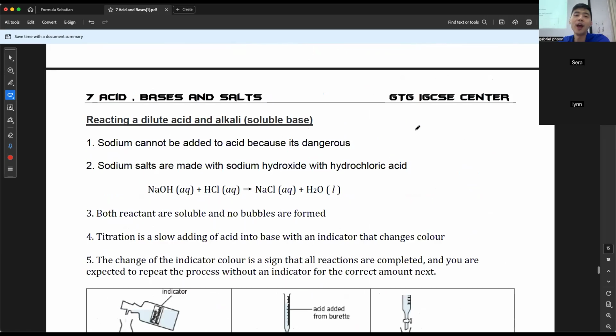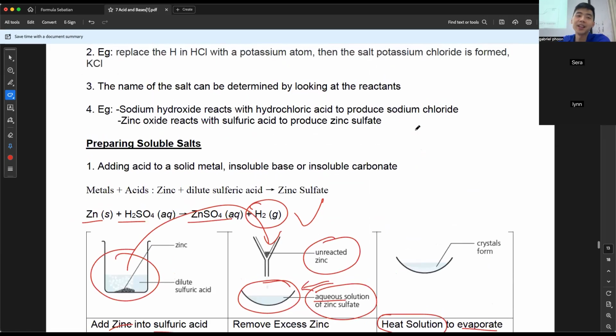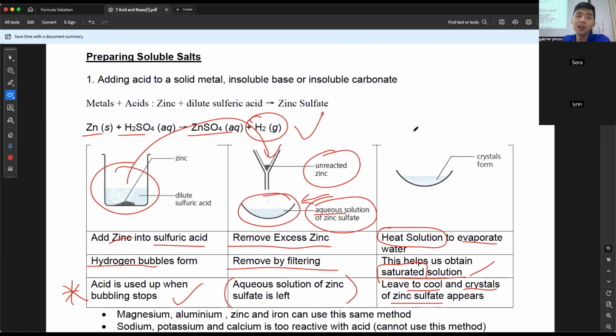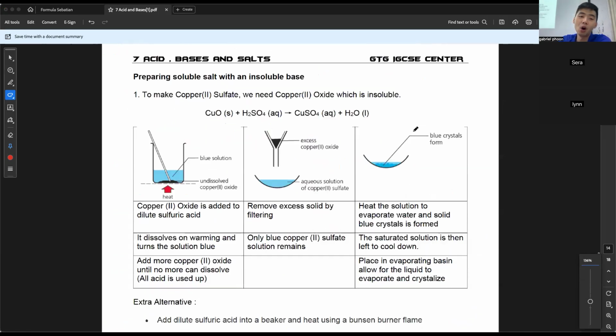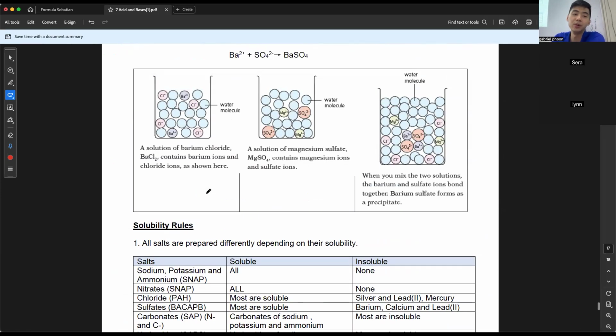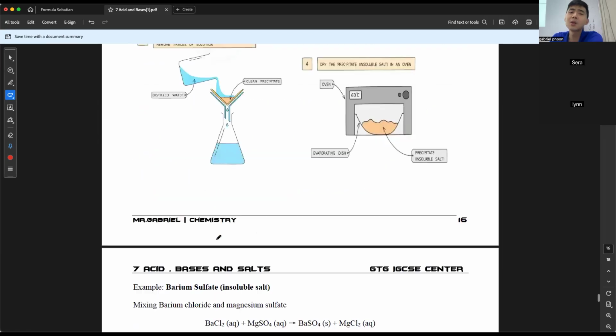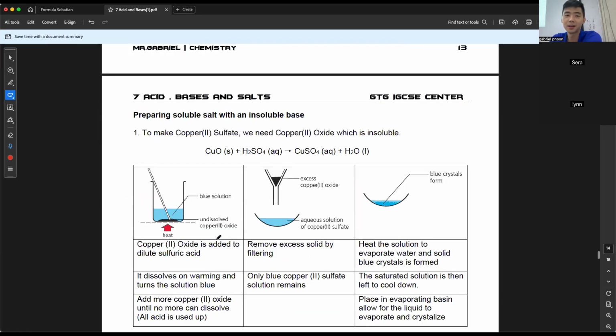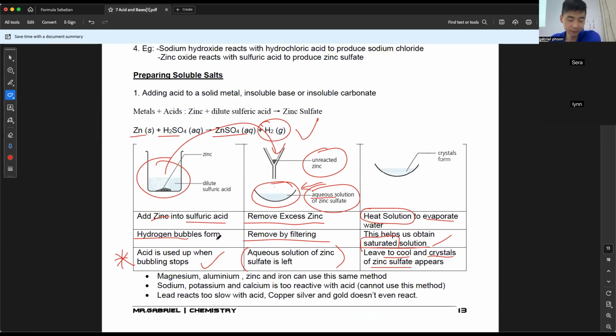It's quite straightforward and easily understandable. I want you to start reading from here, preparing the soluble salts, all the way until you see this solubility rule here. Stop here. I have to explain a little bit here later. Start reading right now, everyone. Don't worry, I'm going to ask you some questions later.